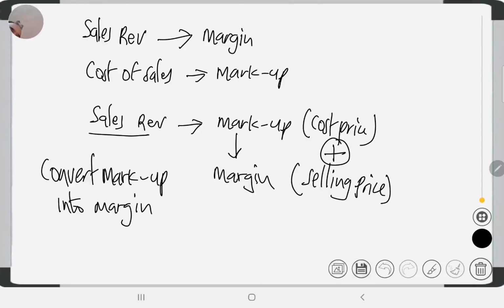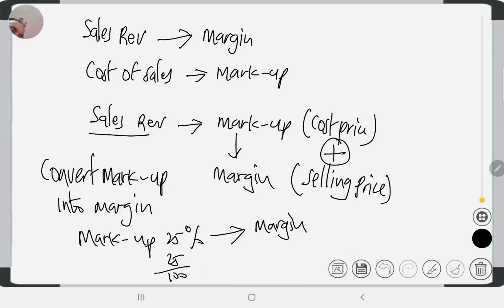Now, what do we have to add? We have to add the denominator. For example, if we are given markup of 25%, we have to convert this into margin. Markup 25% means 25 over 100. To convert it into margin, we take the numerator and add it to the denominator. Now we can multiply it by sales revenue to calculate gross profit.